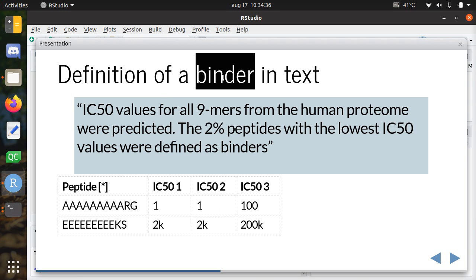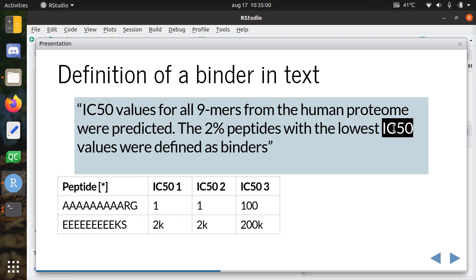A deviation from the original study was the definition of a binder. So, what is a binder? In the text of the article, it says: IC50 values for all 9-mers, so they use 9-mers for MHC1, from the human proteome were predicted. The 2% peptides with the lowest IC50 values were defined as binders.